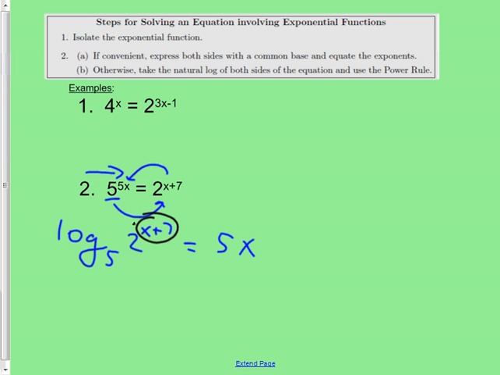So do you get I can just drop those right down in front because of the power rule? If you have an exponent on the argument, it can drop down in front. I'm going to put it in parentheses just so I don't by accident start thinking that only the 7 is being multiplied by the log.